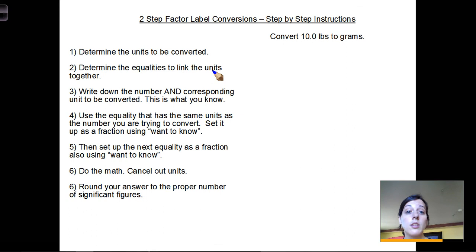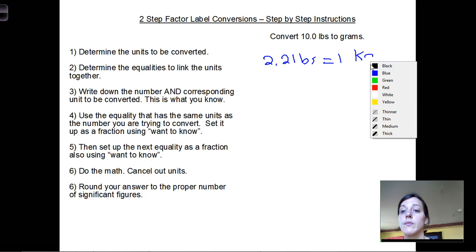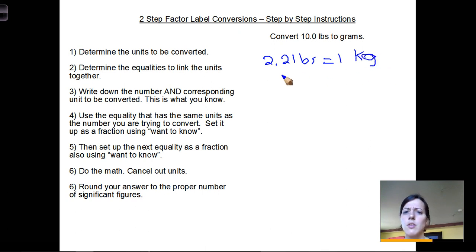Determine the equalities to link the units together. Well, let's see. I know that there are 2.2 pounds in 1 kilogram. And I also know that 1 kilogram has 1,000 grams in it. So when that happens, we have two equalities for our problem. So we are going to end up needing to do a two-step conversion.